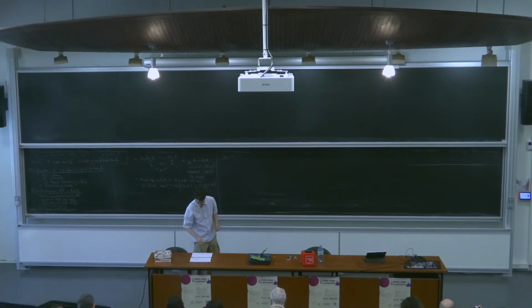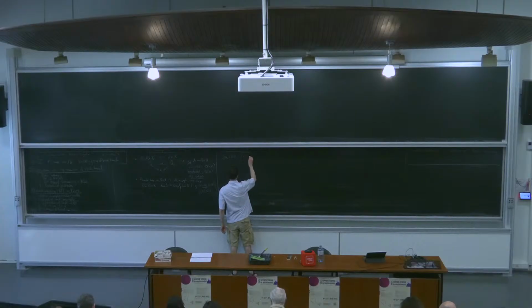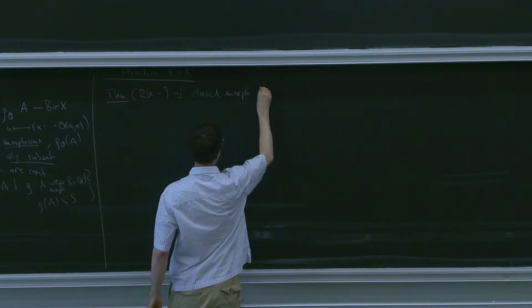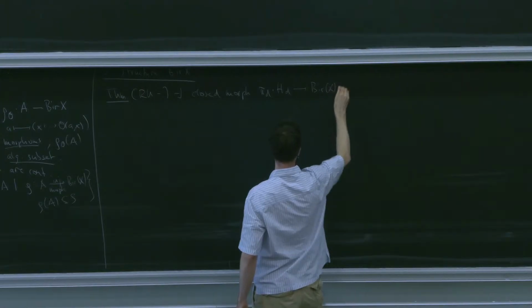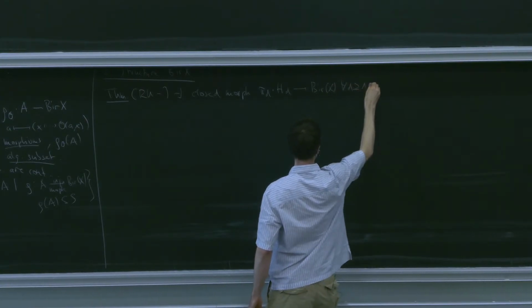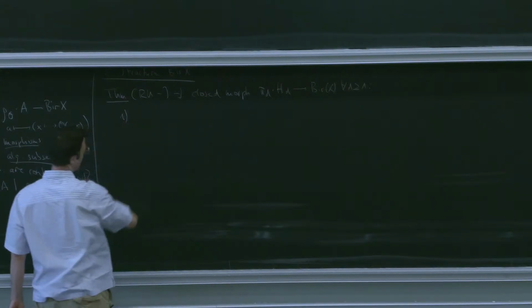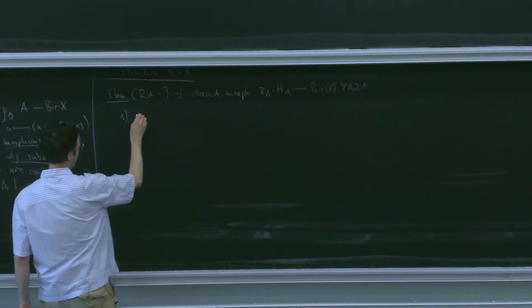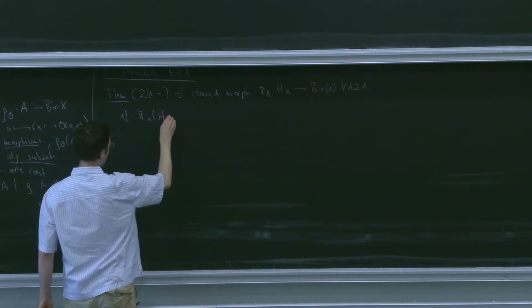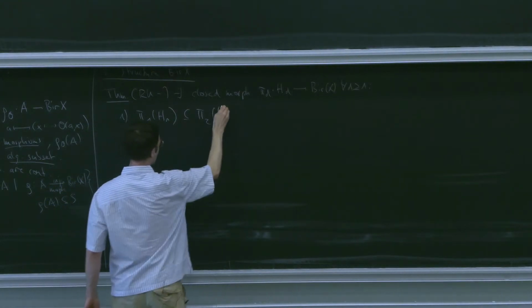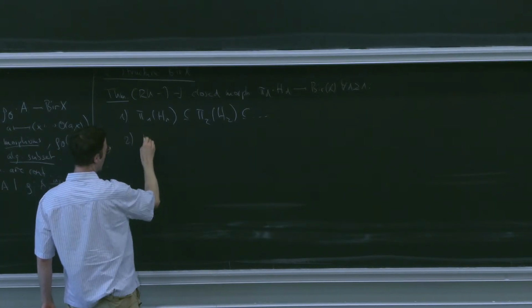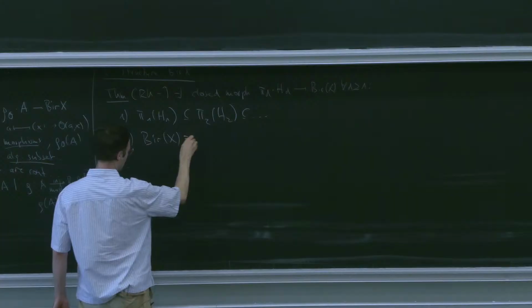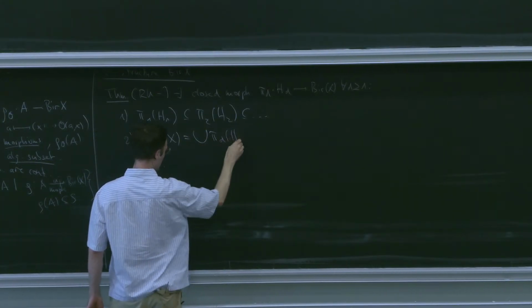I write it down and then I will comment more. So there exist closed morphisms π_d from H_d to Br(X) for all d greater or equal than 1, such that the following holds. First of all, π_1 of H_1 is inside π_2 of H_2, inside and so on. Then the union of all of them is everything. So this is π_d of H_d.